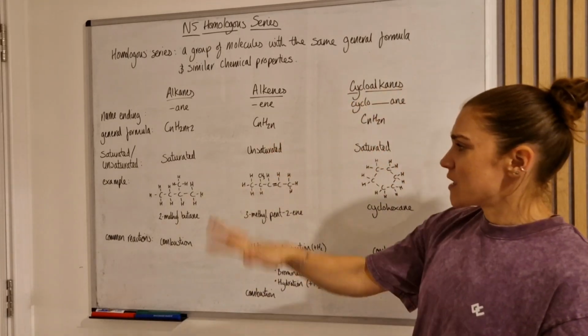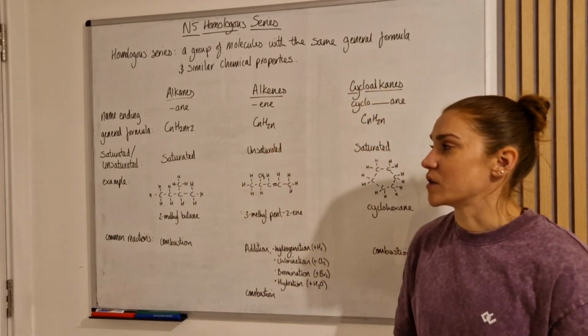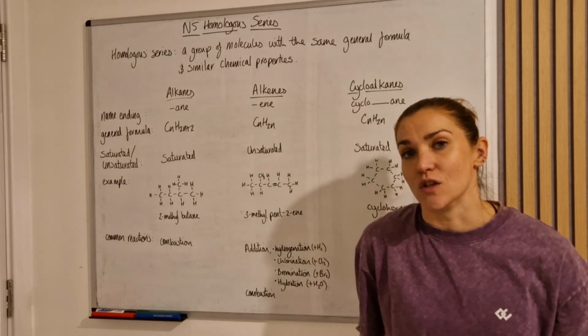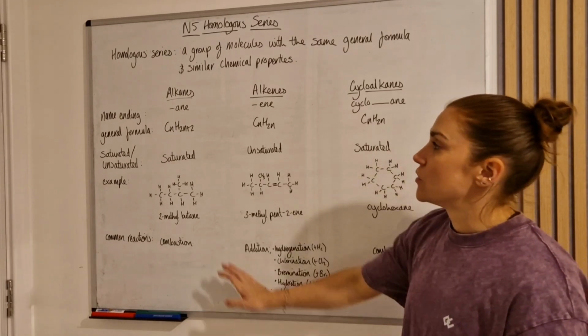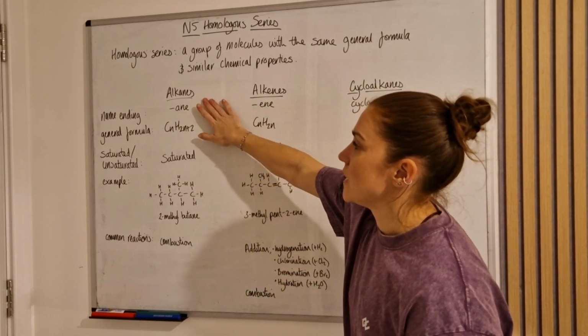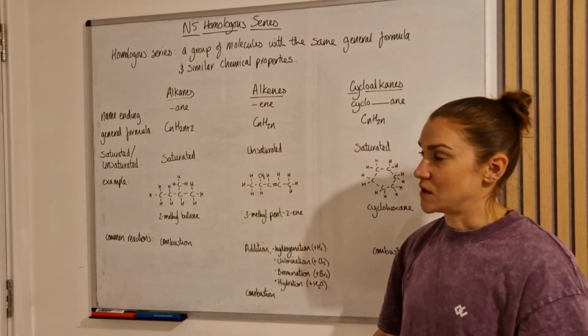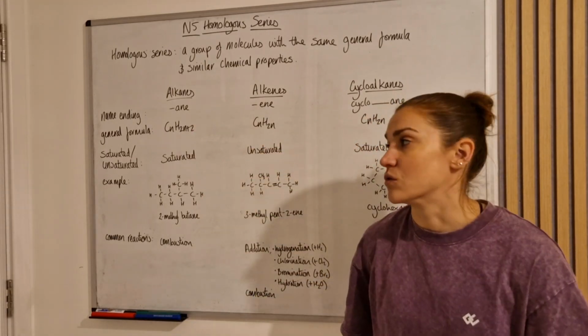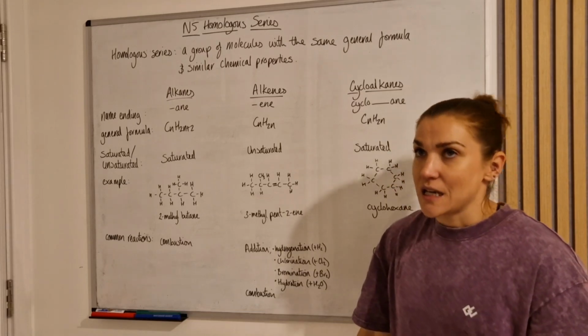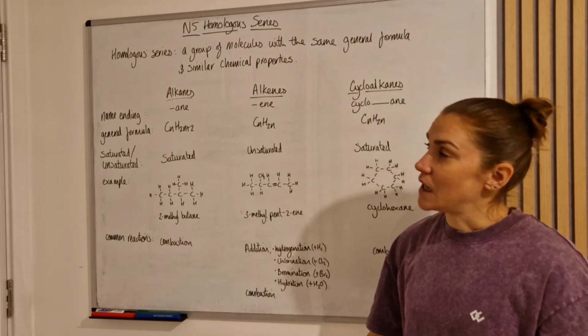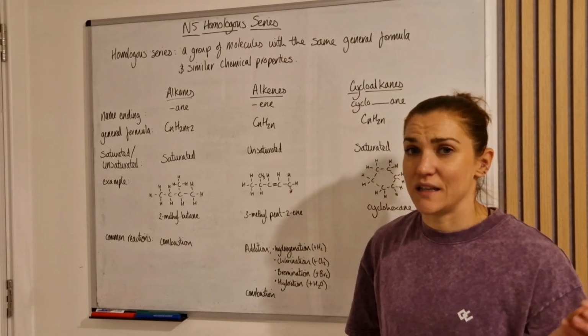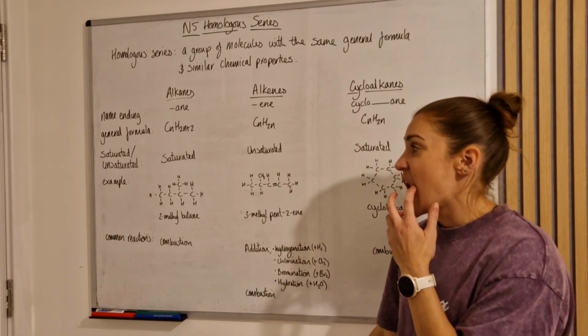So I've done a summary here of the homologous series and the things that you really need to know about them. So the first group is the alkanes. You'll be able to identify them by name just because the end of the name ends in ane. So it'll be something like pentane or hexane or methane. Anything that ends in ane means it's an alkane.